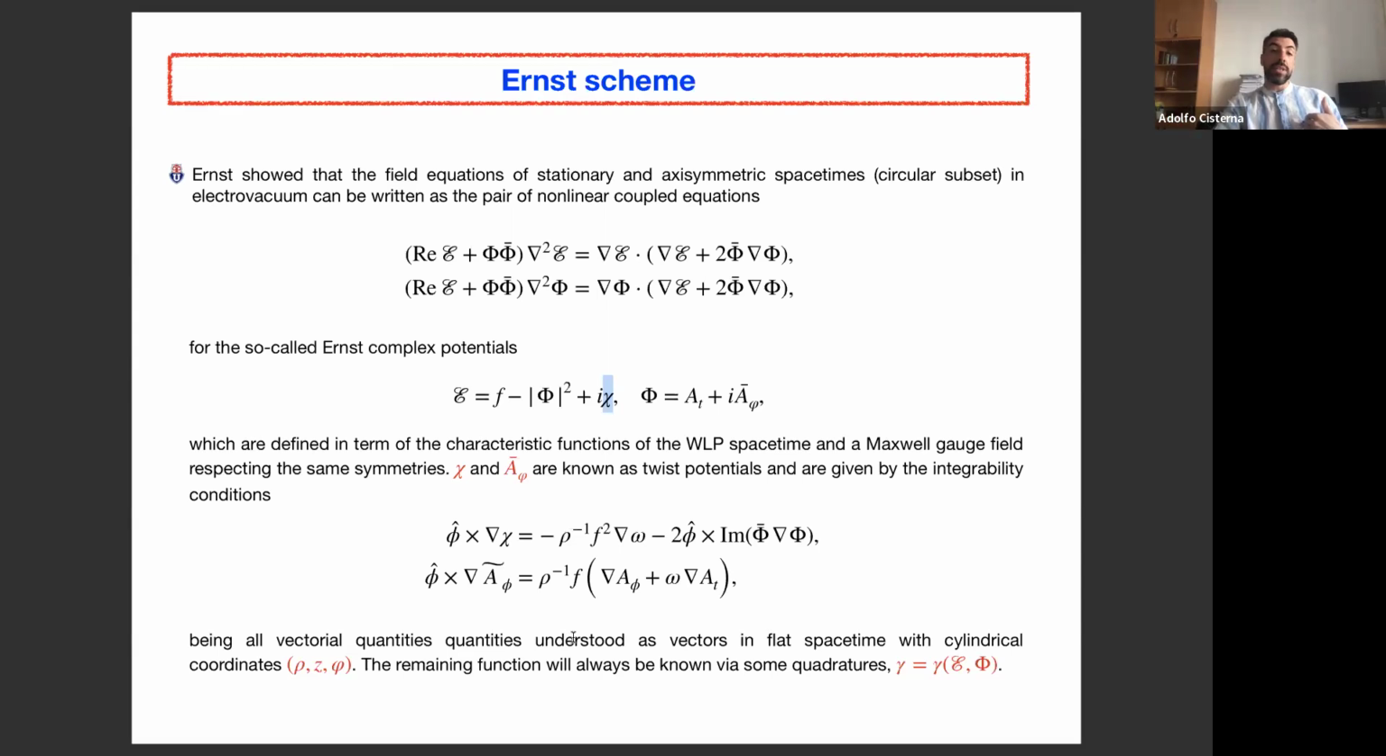You might ask, okay, but there is one remaining function of the original Weyl-Papapetrou ansatz, which is gamma, that does not appear in this scheme. It does not appear because gamma is still given by a couple of quadratures in terms of epsilon and phi. So basically, every time I solve these equations, I will always know what gamma is.